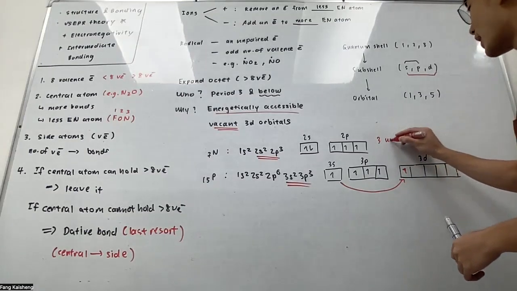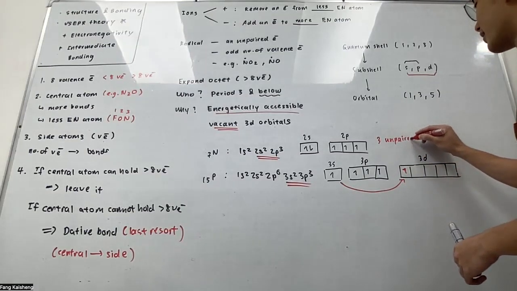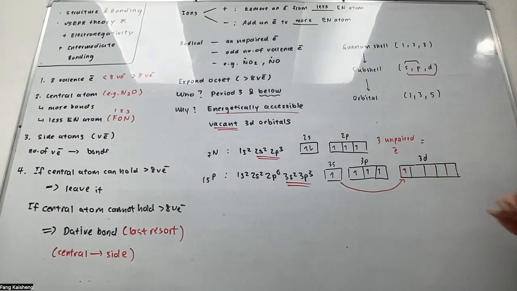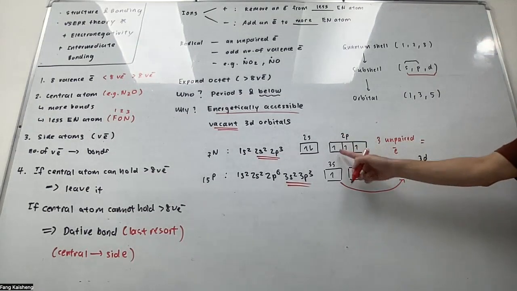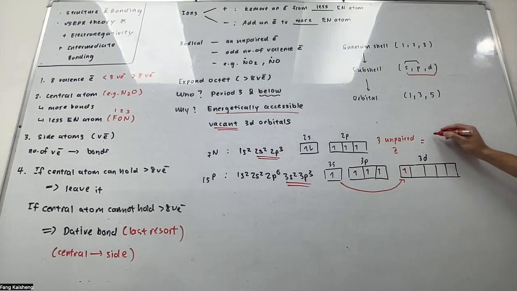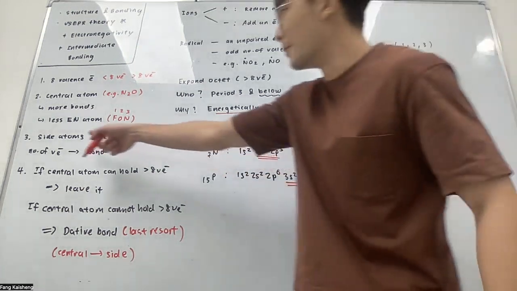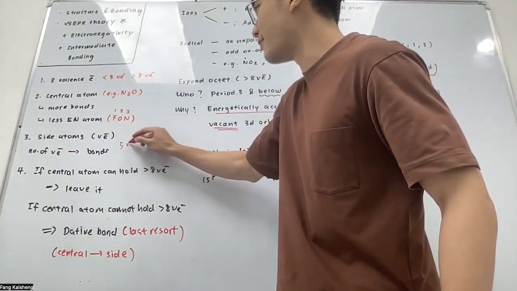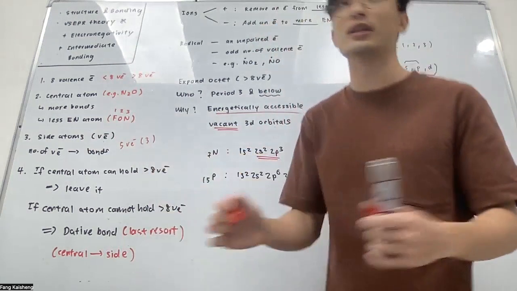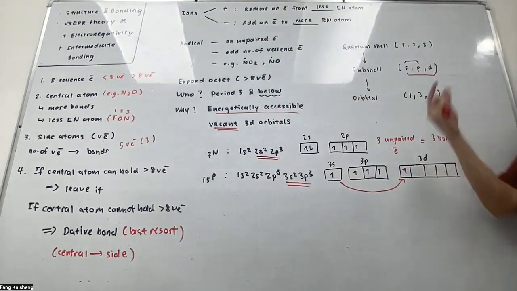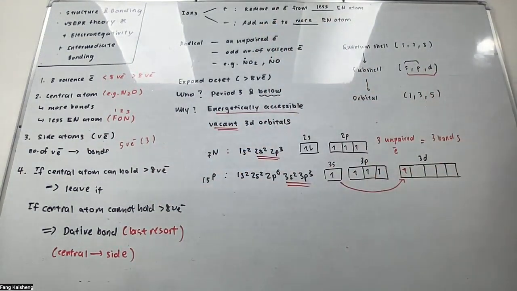Guys, if you have 3 unpaired electrons, how many bonds can you form? Each bond wants to form 1, 1, 1, right? So you can form a total of 3 bonds. That's why nitrogen can form 3 bonds. The previous way that I explained was over here. The side atom nitrogen has 5 valence, so you all tell me 3 bonds. But actually, there's another way you can explain this. It's the fact that you have 3 unpaired electrons. Make sense?